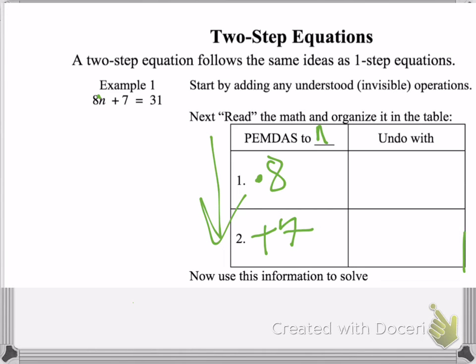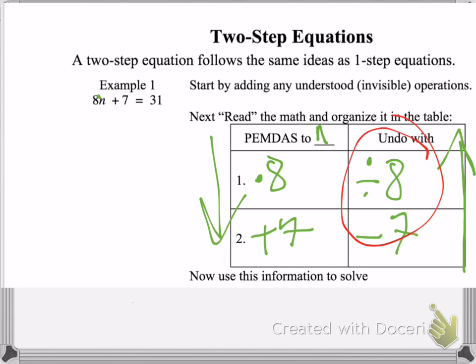Then we're going to undo it by going backwards. So how do we undo plus 7? Well, we do minus 7. And how do we undo times 8? Well, we do divide by 8. So we're going to do that to both sides, and we'll use that information to solve it. So this is the part that we're looking at.